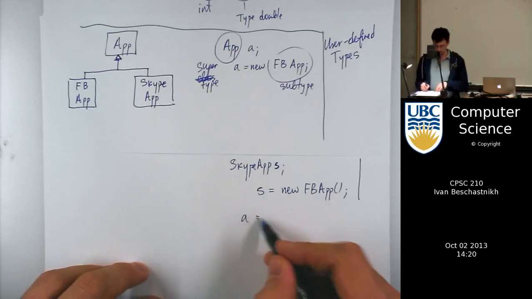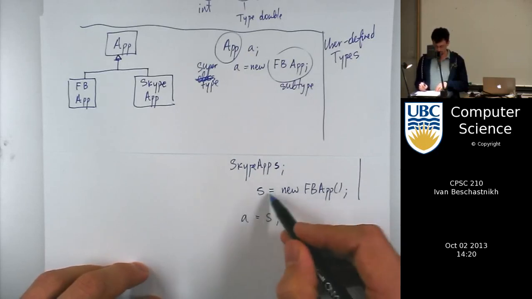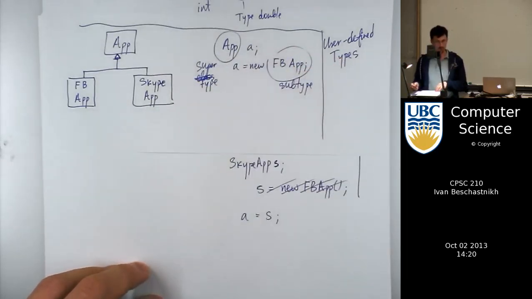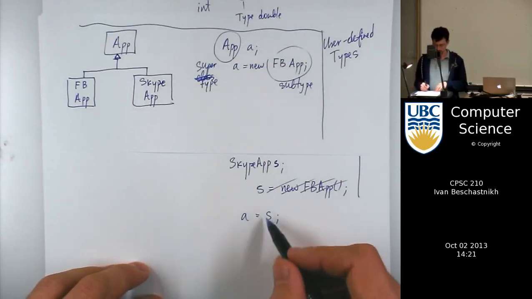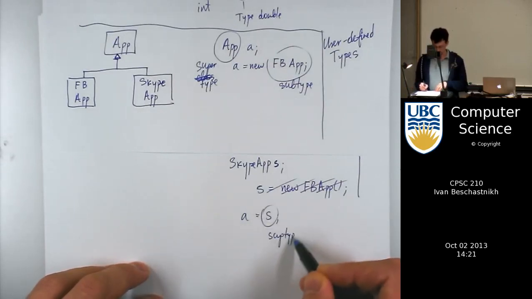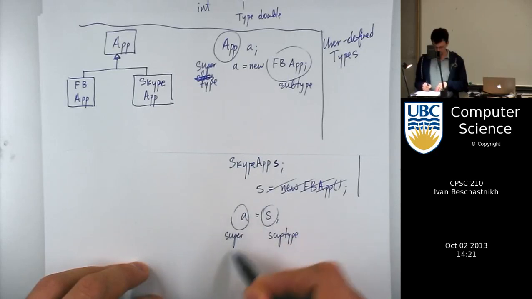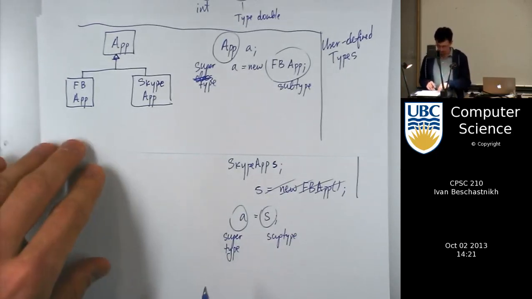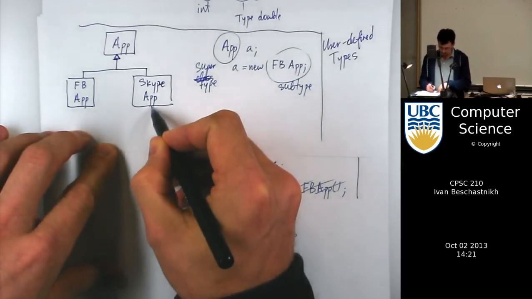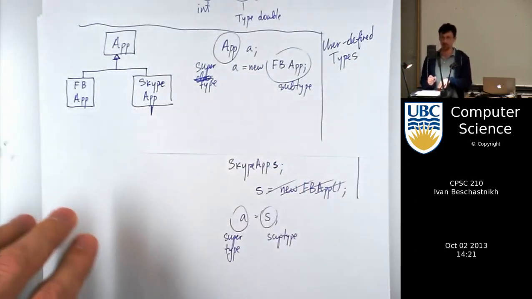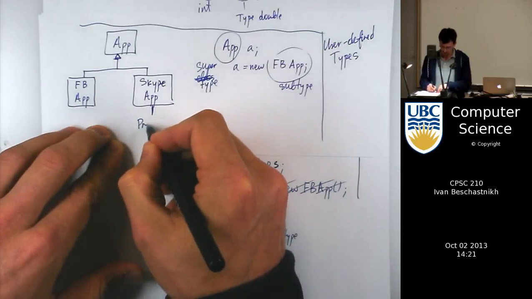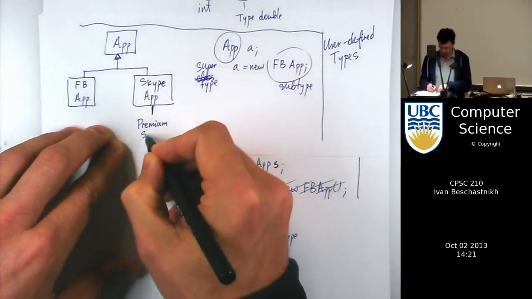But I could do A equals S, if I didn't have the statement, A being the app. Because this is still a subtype and this is still a supertype, so it's still legal. Okay, what if I extended this thing? What if I had Skype app, and then I subclassed it. I created a new kind of application that provided premium service. So I'd have a premium Skype app.